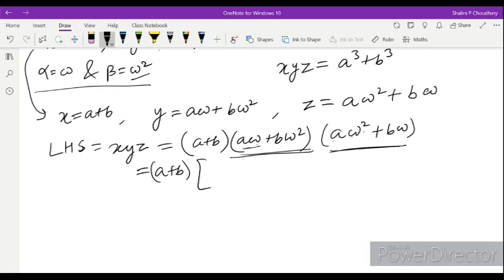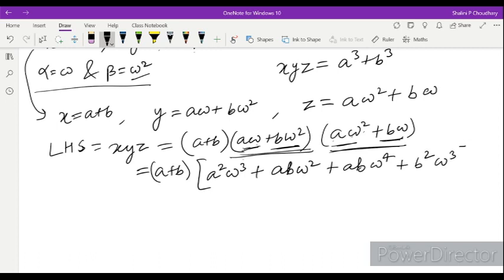Sorry, A omega into A omega square will be equal to A square omega cube. Now A omega multiplied by B omega square will be equal to AB omega square. Now plus B omega square into A omega square will be equal to AB omega to the power 4. Now B omega square into B omega will be equal to B square omega cube.